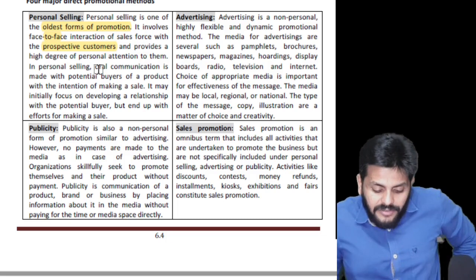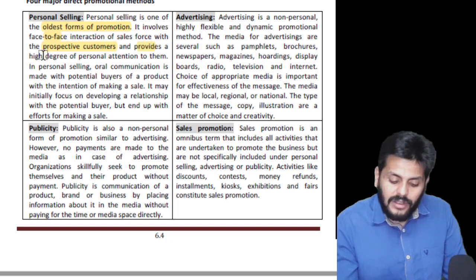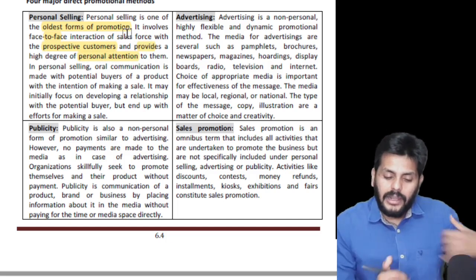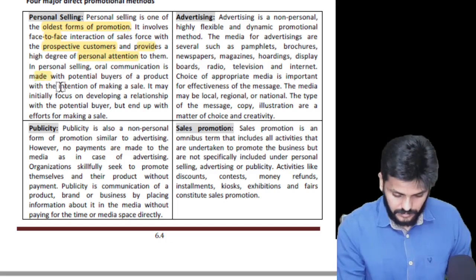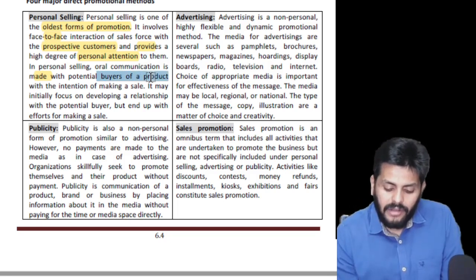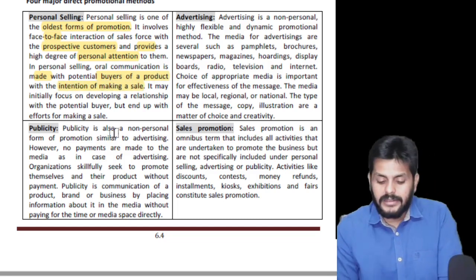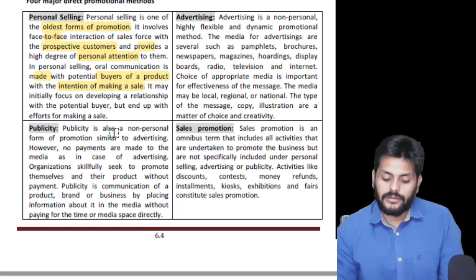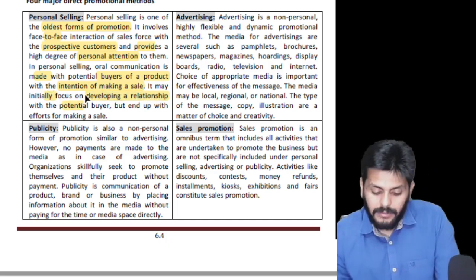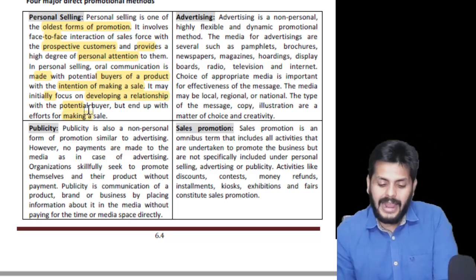So check this point out. It involves a face-to-face interaction of the sales force with the prospective customers and provides a high degree of personal attention to them. In personal selling, oral communication is made with potential buyers of a product with an intention of making a sale. It may initially focus on developing a relationship with a potential buyer, but end up making efforts for a sale. That's how exactly you do the sale activity also.